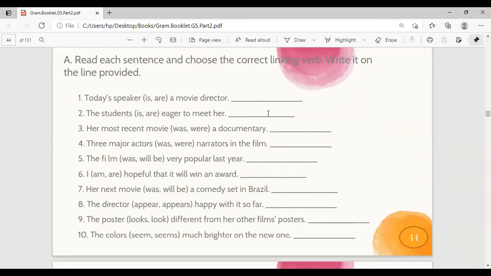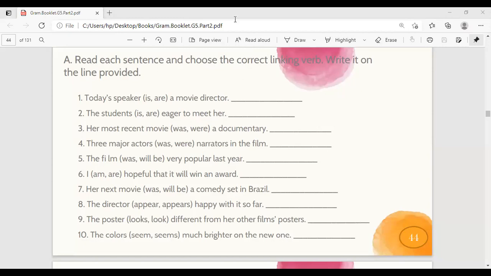Let me see who's on my list. Hala, please stay muted, and when I say your name, you unmute yourself. Hala, where are you? Yes, miss. Okay, Hala, can you read the exercise, the question? Read each sentence and choose the correct linking verb. Write it on the line provided.